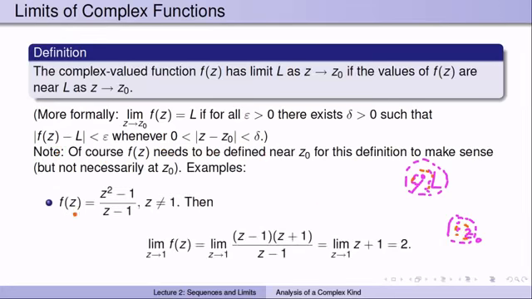Here's an example. Suppose f of z is the function (z squared minus 1) over (z minus 1). That function is not defined at z equals 1 because I would be dividing by 0. But we could ask, does f of z approach a limit as z gets close to 1? It's a little unclear. Well, let's look at that.